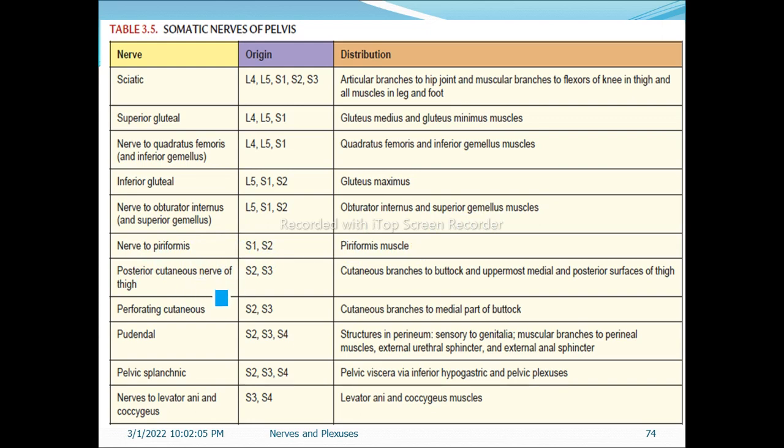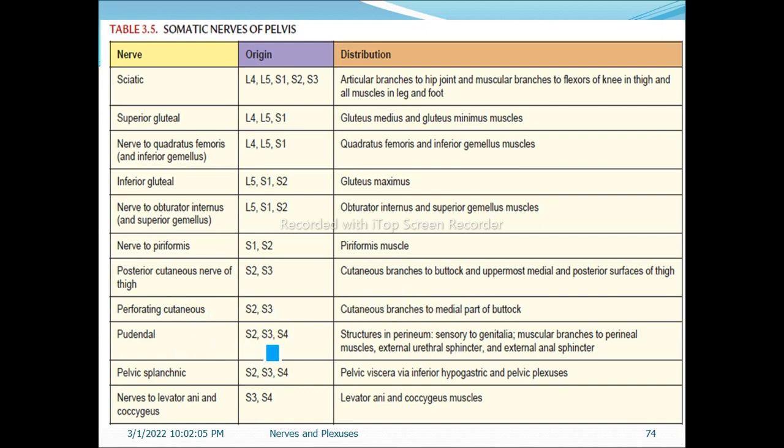The posterior cutaneous nerve of the thigh arises from S2 and S3 and supplies cutaneous branches to the buttock and the uppermost medial and posterior surface of the thigh. It gives cutaneous branches since it's cutaneous. The perforating cutaneous nerve arises from S2 and S3, and gives a cutaneous branch to the medial part of the buttock.